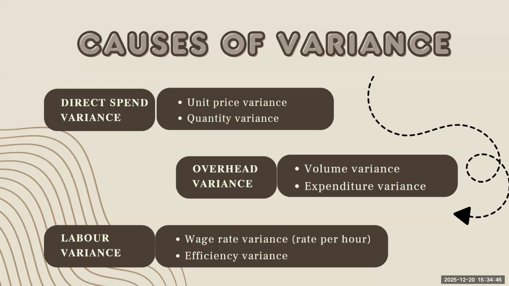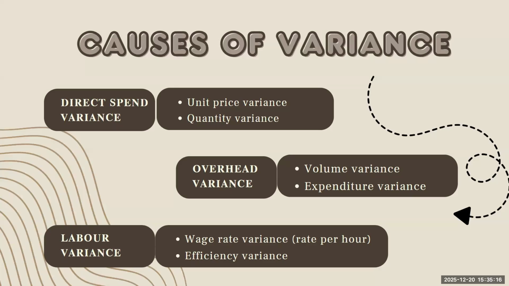Here, with each type of variance, we need to know the causes or the reason for variance to arise. For direct spend, that is the difference in the unit price in the market or the quantity may cause difference. For the labor, it is the wage rate or the rate per hour and the efficiency that cause the difference. And for the overhead, it is the volume or the expenditure that cause a problem.